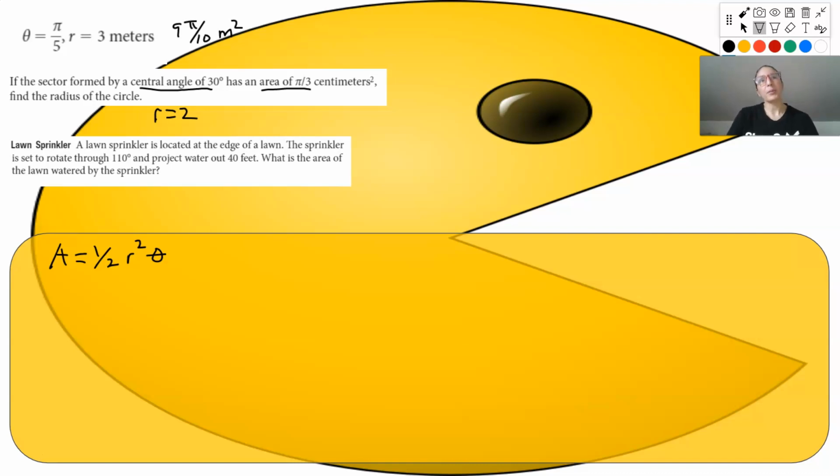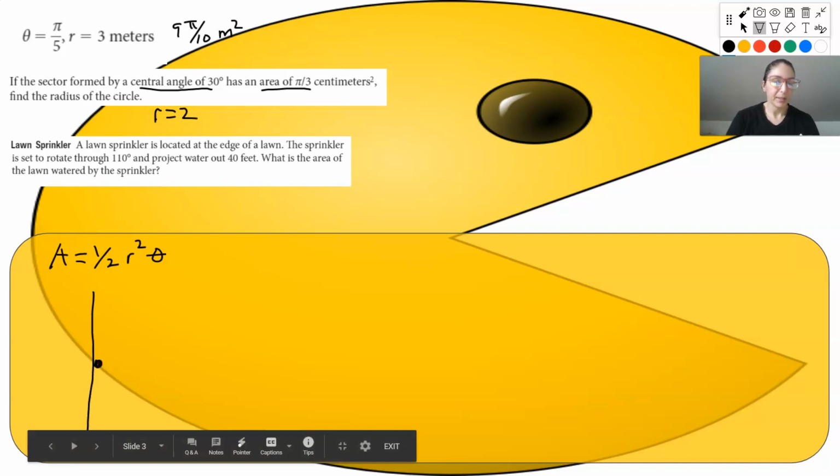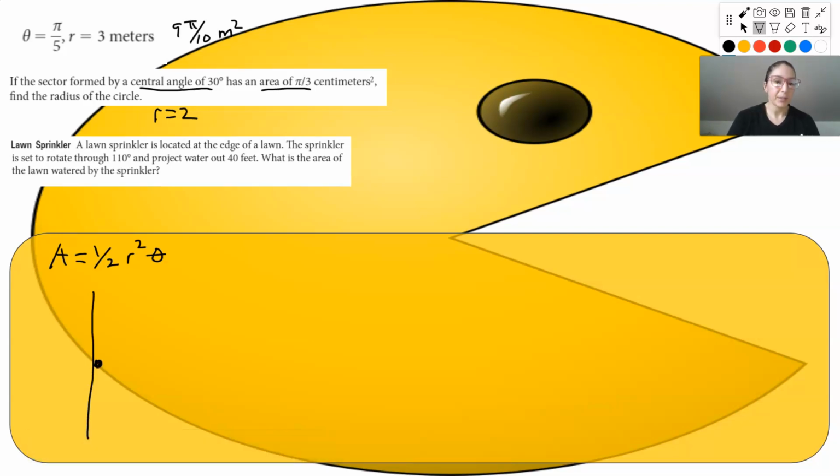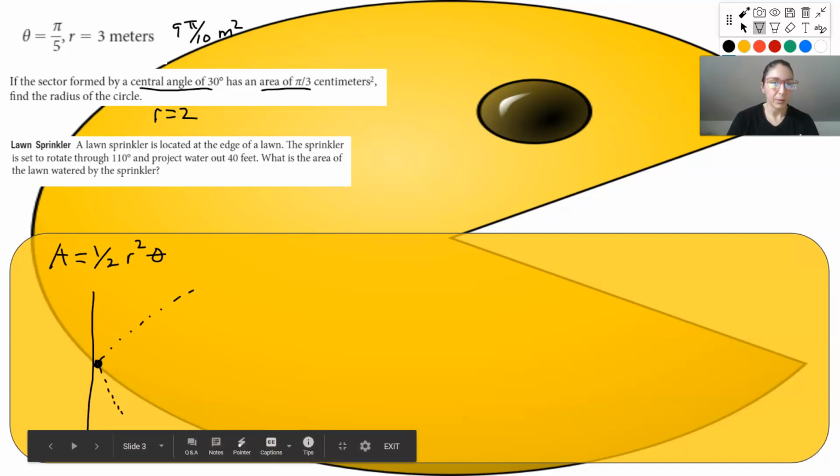Okay, and lastly, how do we apply this to a real world situation? So lawn sprinklers. If you have ever seen a lawn sprinkler, or even the lawn sprinkler dance where you're doing this, it goes in a perfect sector if it's not going all the way around. So we have a lawn sprinkler that's located at the edge of a lawn. So here's my lawn. Here's my lawn sprinkler. And the sprinkler is set to rotate through 110 degrees. So that's the edge. That's the edge. And this is 110 degrees. So it's something like that.